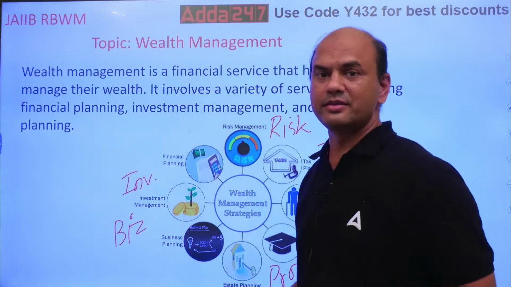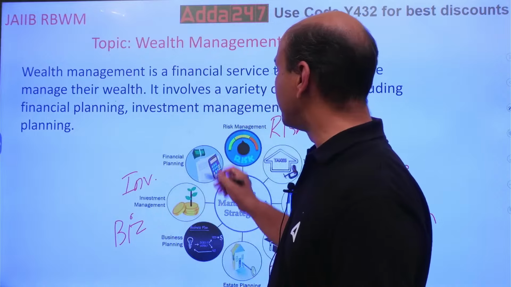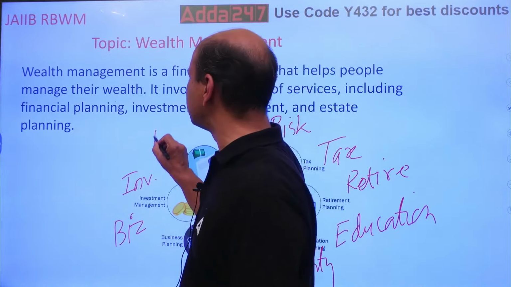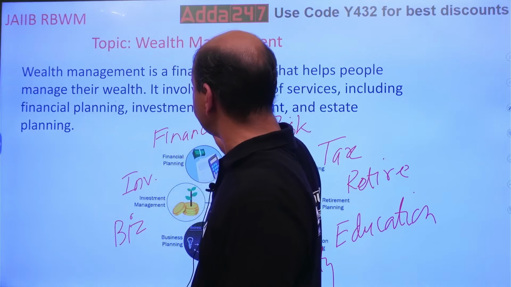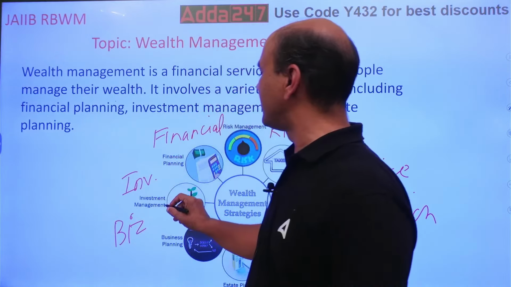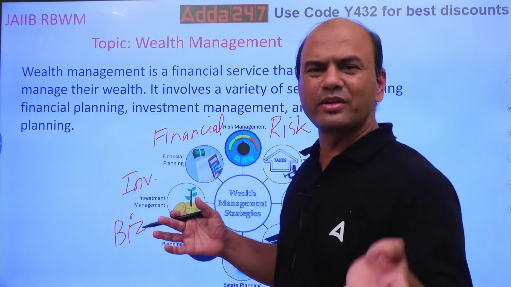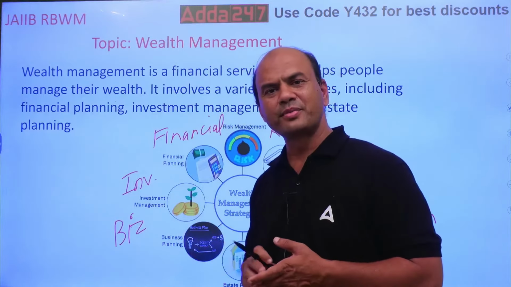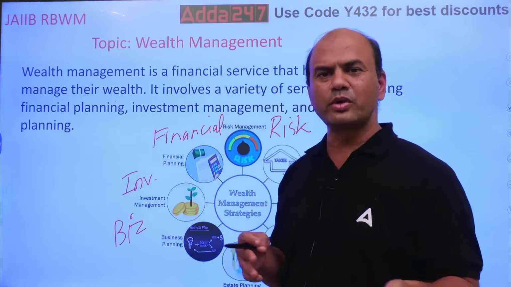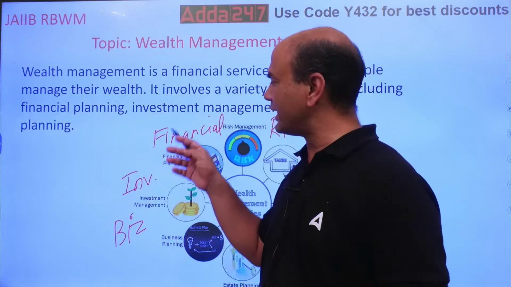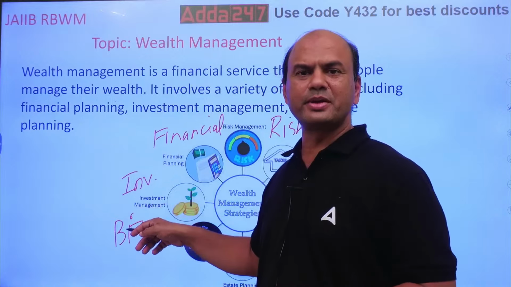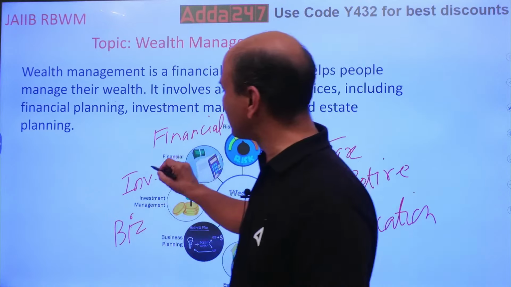Main is wealth. Okay. Financial planning, financial, all these are different words from your JAIIB exam angle. Investment planning, management, financial planning, after all these are correlated. When I am doing investment, won't I do financial planning? When I am doing financial planning, won't I do investment management? I'll do both. These are interrelated.